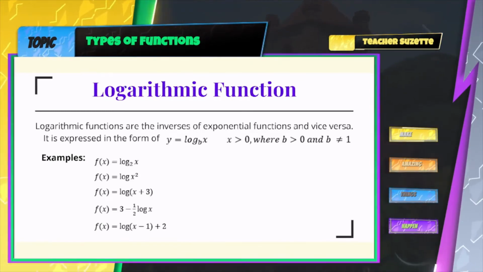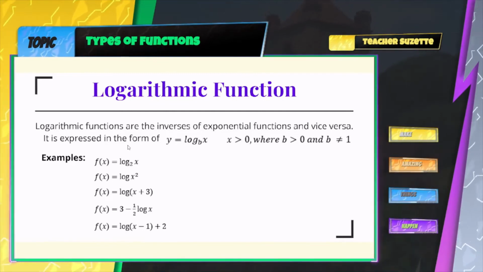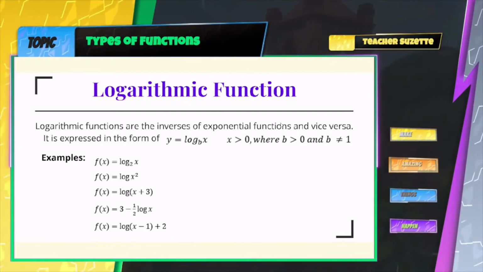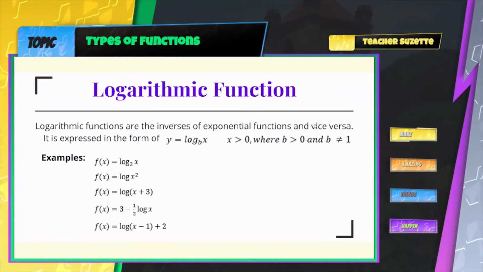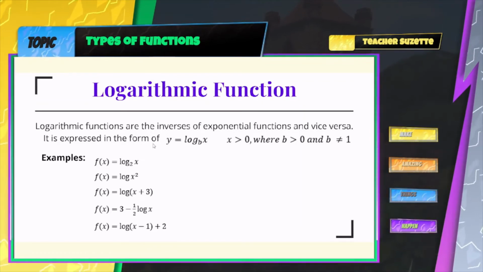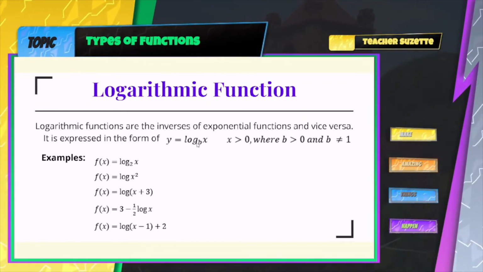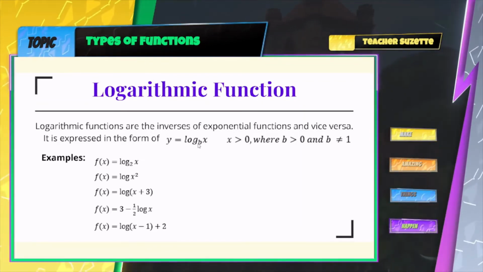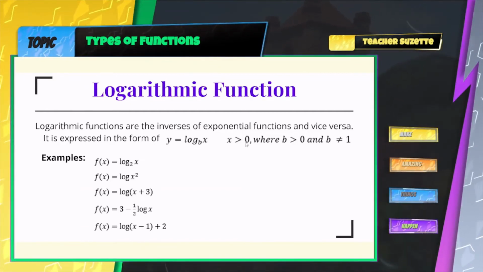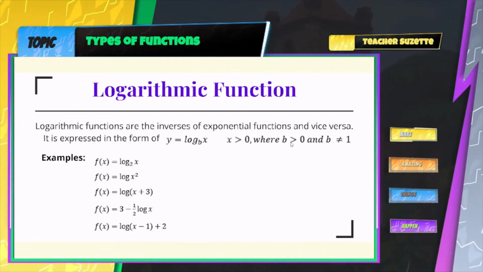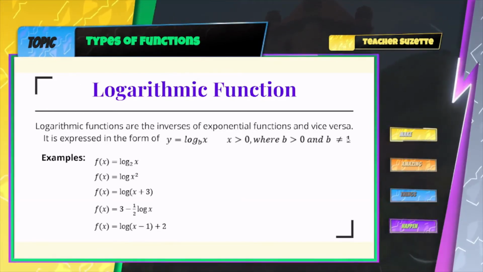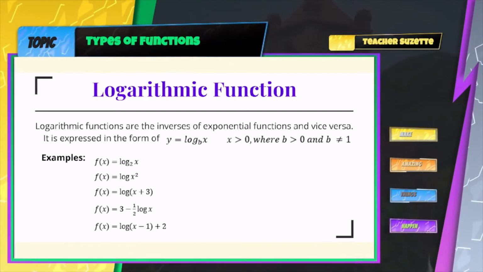Lastly, we have the logarithmic function. Logarithmic functions are the inverse of exponential functions and vice versa. So, they are inverses of each other. It is expressed in the form of y is equal to log x base b, wherein your x is greater than 0 and your b is greater than 0 and not equal to 1.